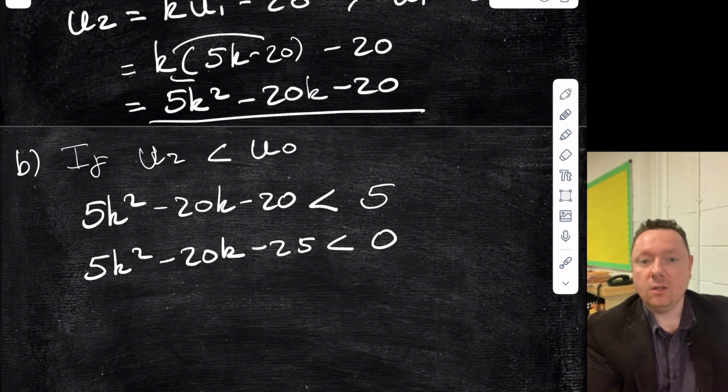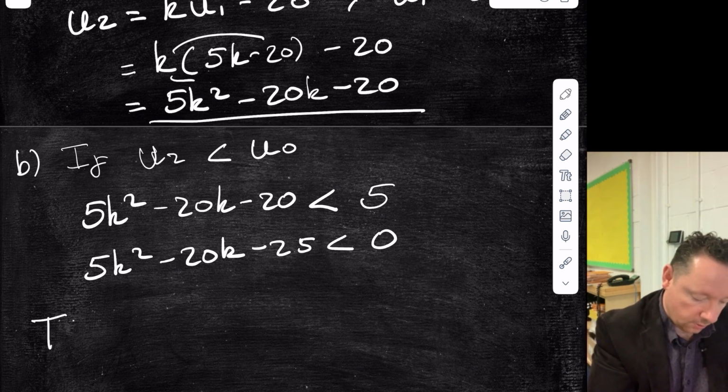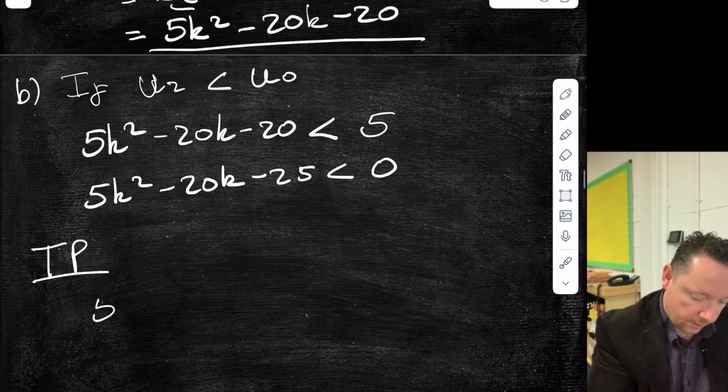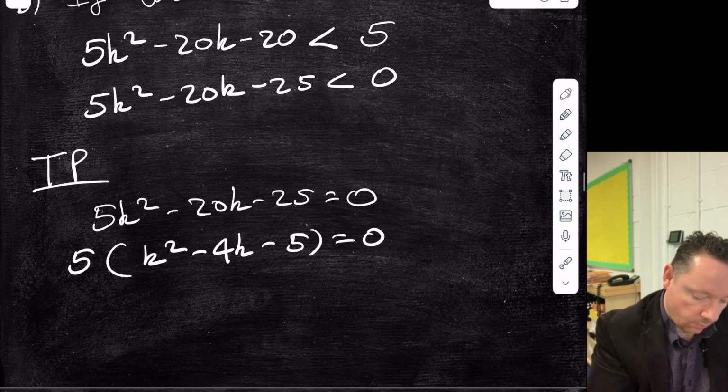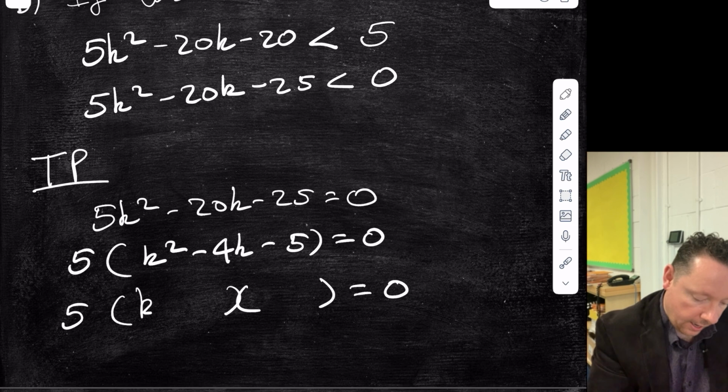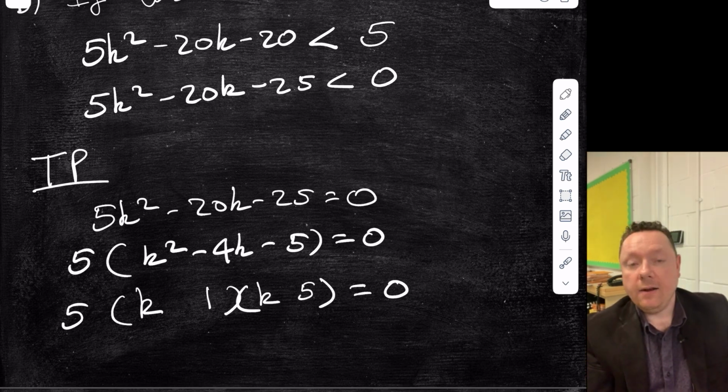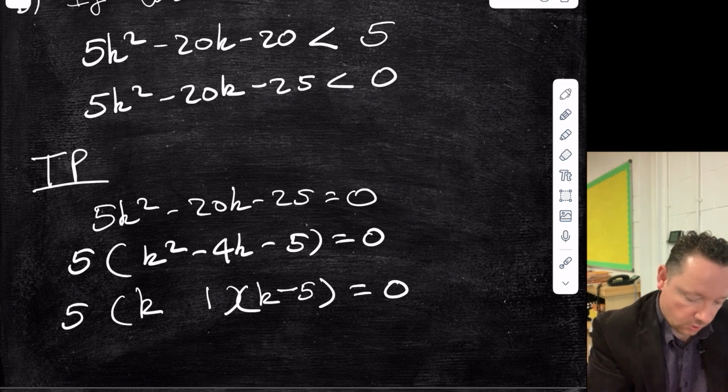And we can examine the turning points. That is happening when 5k squared minus 20k minus 25 equals 0. Taking 5 out as a common factor, we get k squared minus 4k minus 5 equals 0. And we can factorize that to get k and k, with 5 and 1, so it'll be minus 5 plus 1. So we get turning points when k is equal to minus 1 or k is equal to 5.